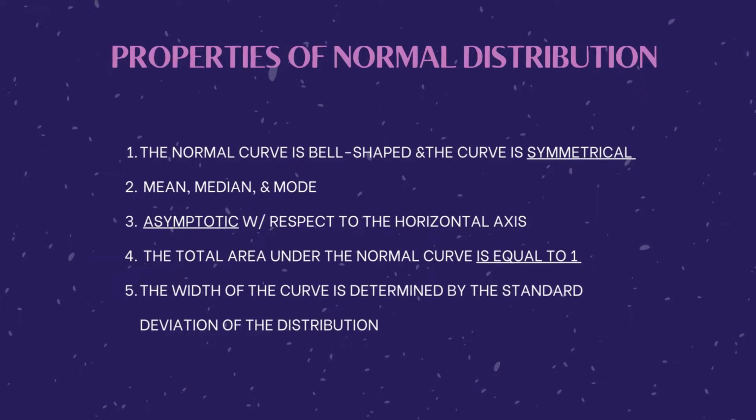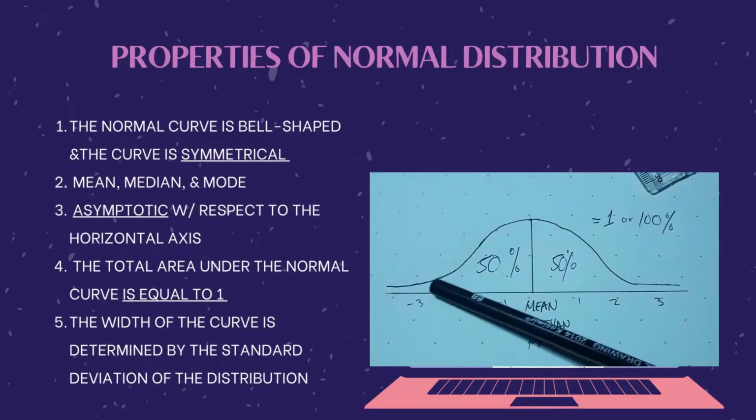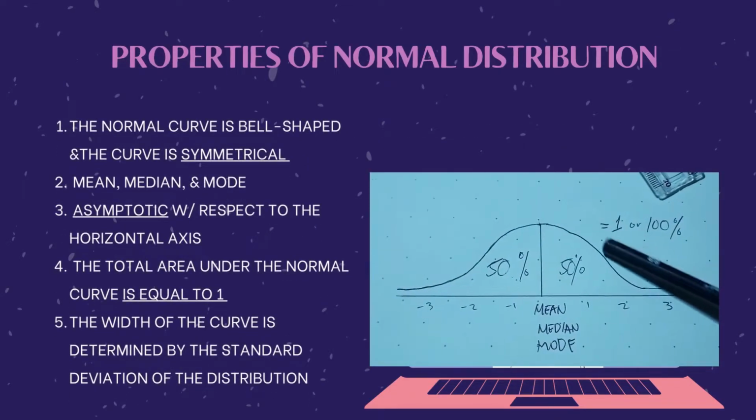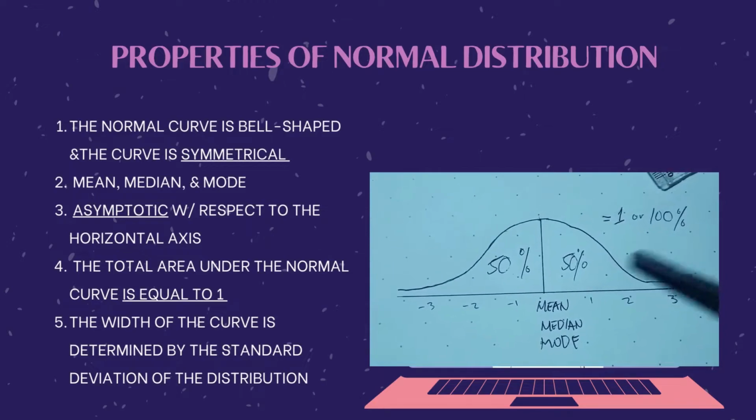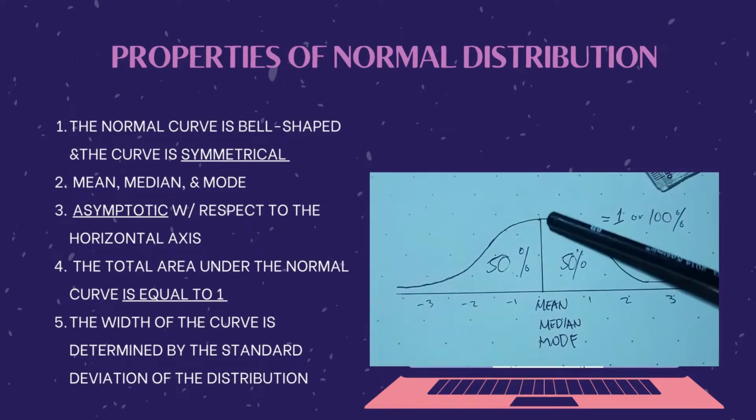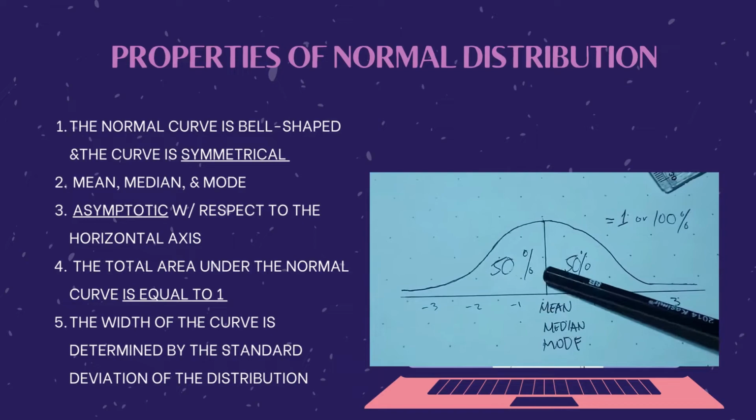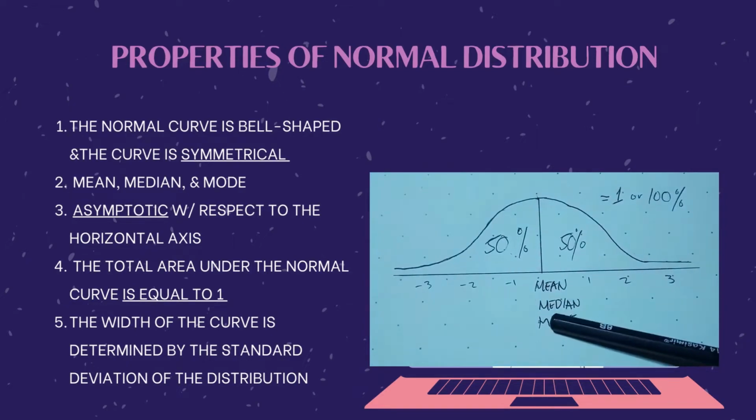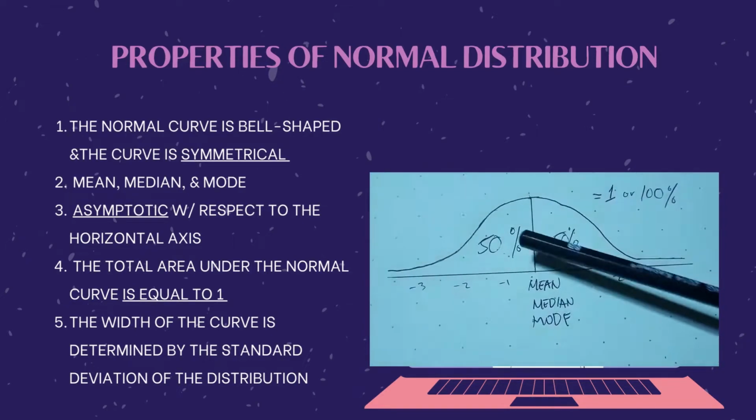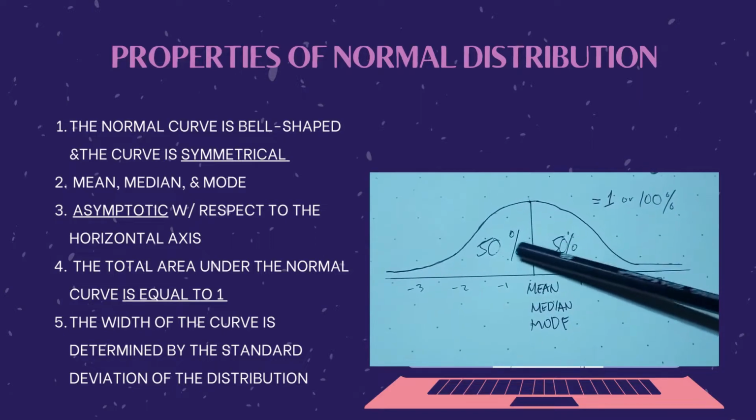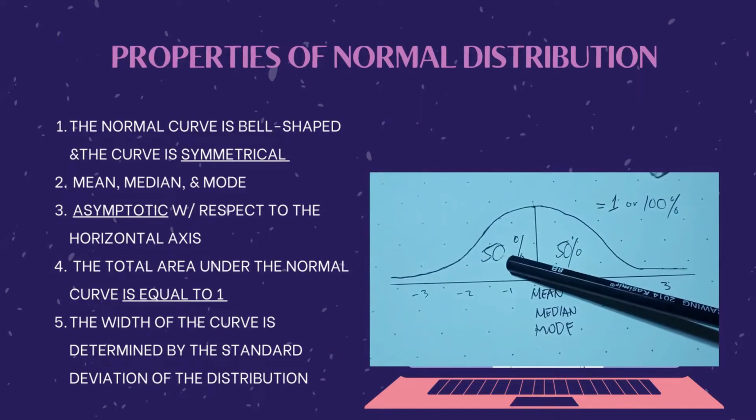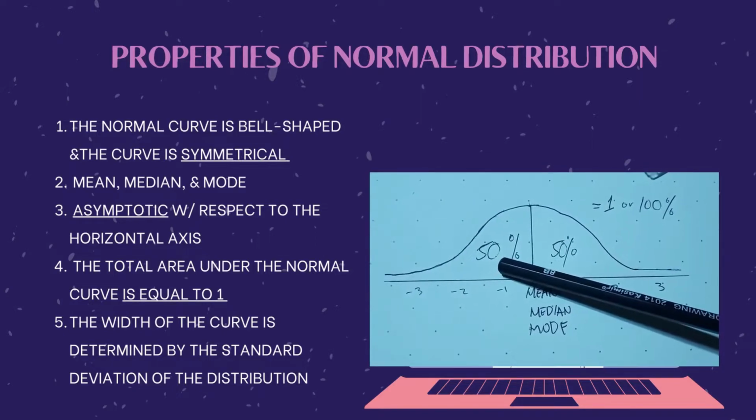Properties of the normal distribution. So here are the properties. Number 1, the distribution is bell-shaped and the curve is symmetrical with respect to the vertical axis. Number 2, the mean, median, and mode are equal and located at the center. It divides the normal curve into 2 parts, each having 50%.